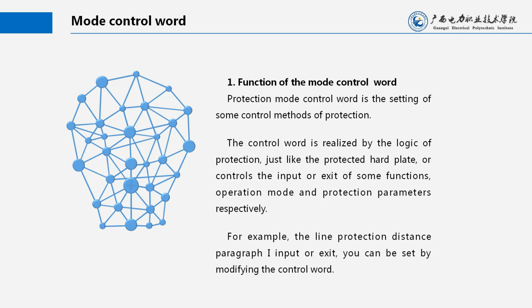The protection mode control word is the setting of some control methods of protection. The control word is realized by the logic of protection, just like the protection hard platen, and controls the input or exit of some functions, operation modes and protection parameters respectively. For example, the line protection distance section I input or exit can be set by modifying the control word.